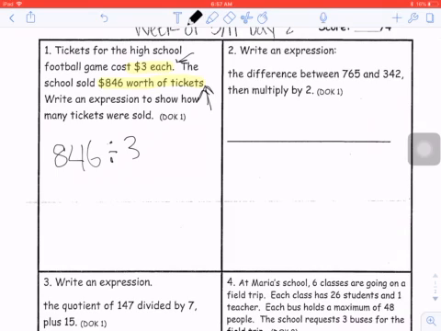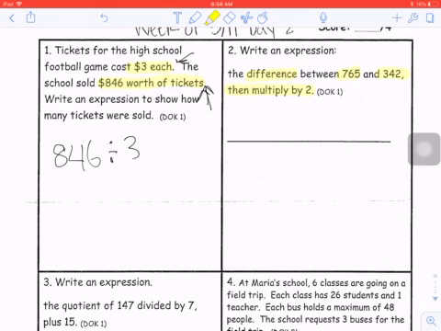This is really an important skill to have when you are solving word problems. The first thing you should always do is write your expression so you know exactly what you're trying to figure out. Question 2 says, write an expression. The difference, I'm going to just highlight that word real quick. The difference between 765 and 342, then multiply by 2.